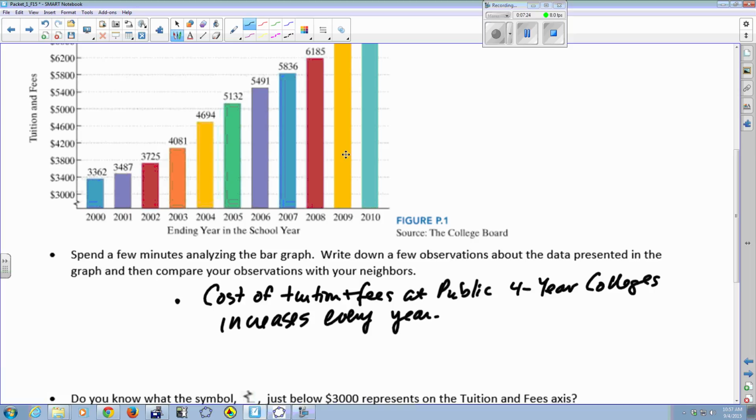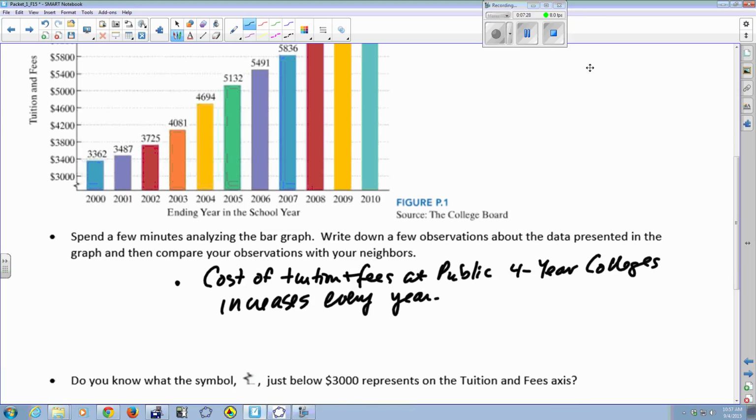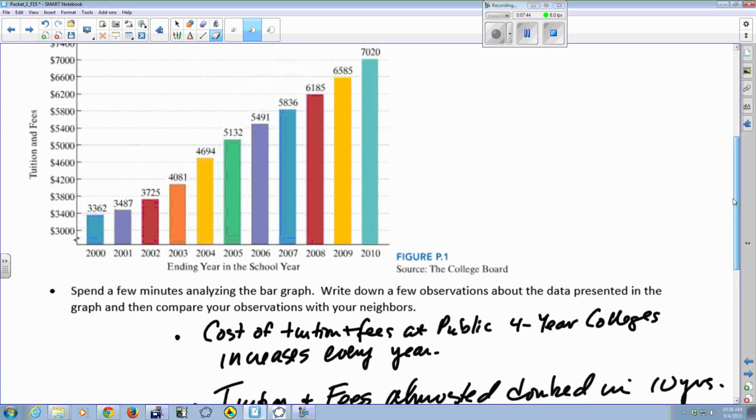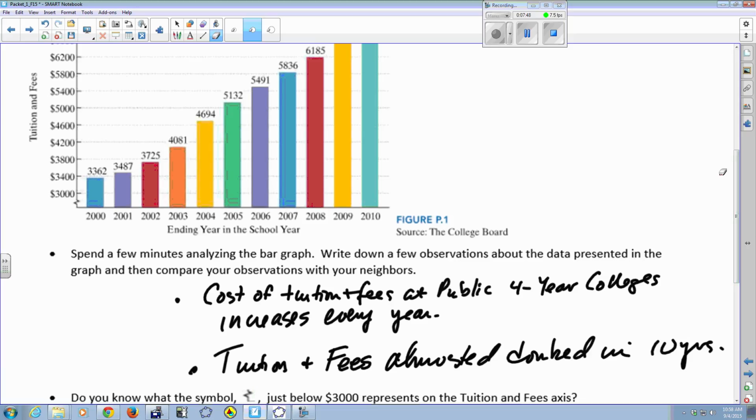So you're looking at every 4 years. Okay, tuition almost doubled in 10 years. That's a really interesting statement, that tuition and fees almost doubled in 10 years.